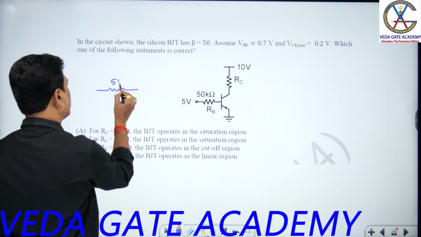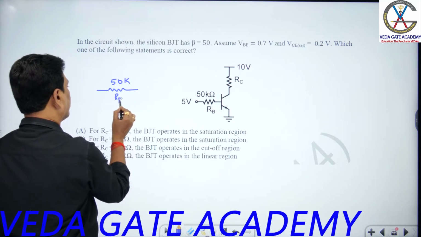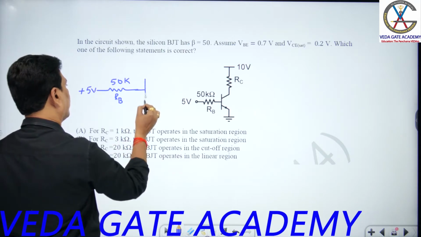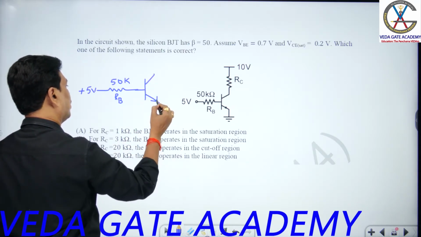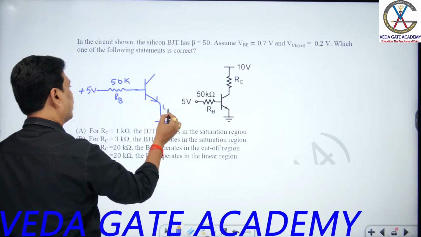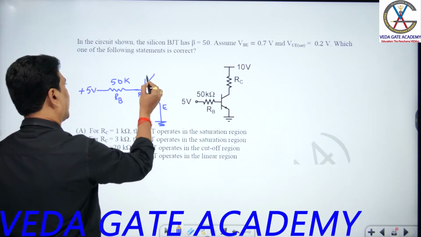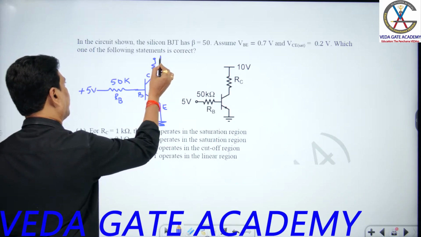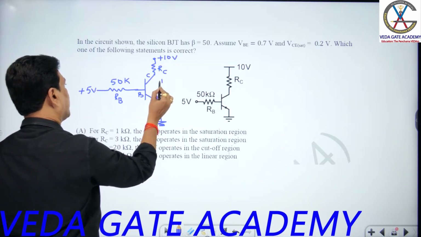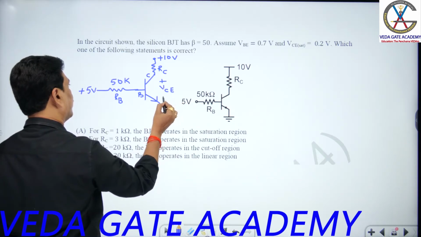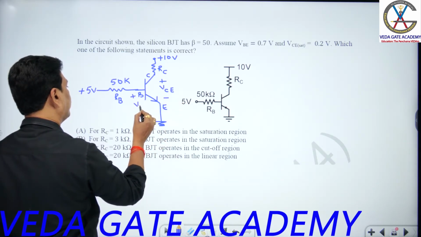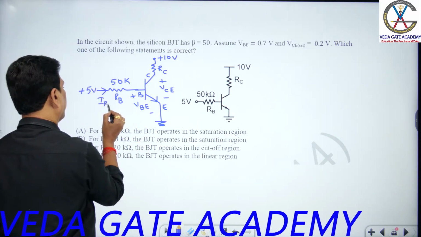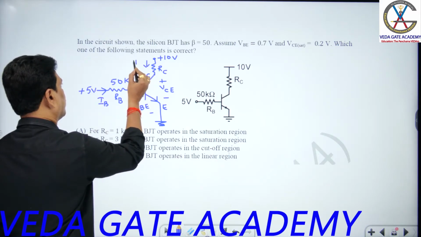This is 50K, RB. Supply is 5 volt. The emitter is grounded. This is the collector. RC is not specified. This is the 10 volt supply. This is the place of VCE, and this is the place of VB. Here base current flows, and here collector current flows.